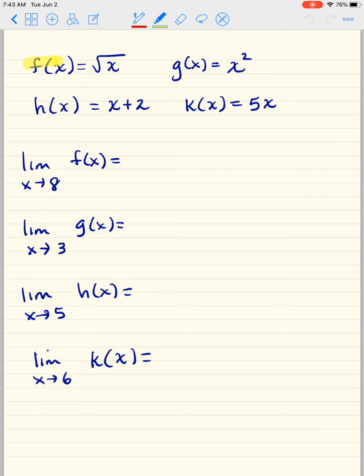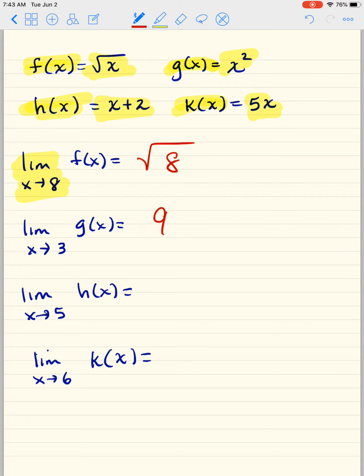I give you guys 4 functions, f of x, h of x, g of x, and k of x. One of them is the square root. One of them is the power. One of them is just a little x plus 2. This is 5x. Well, what is the limit as x approaches 8 of f of x? Square root of 8. What's the limit as x approaches 3 of g of x?